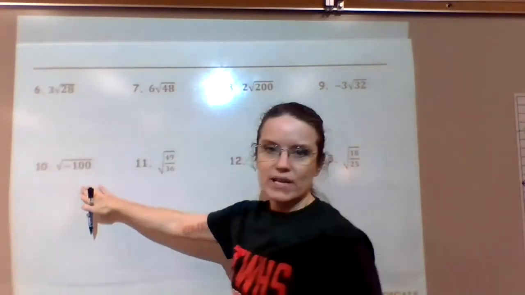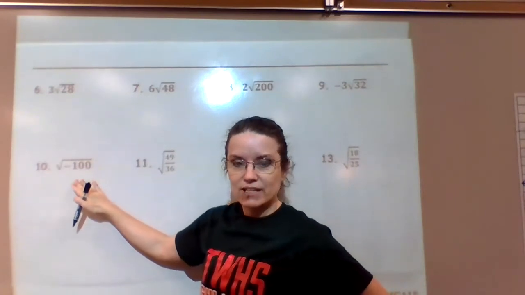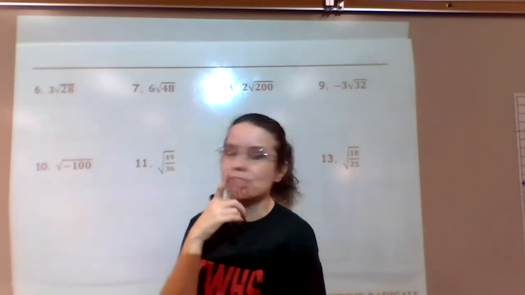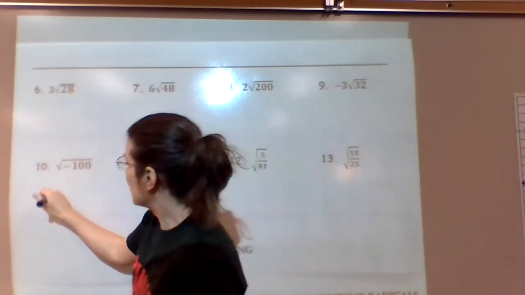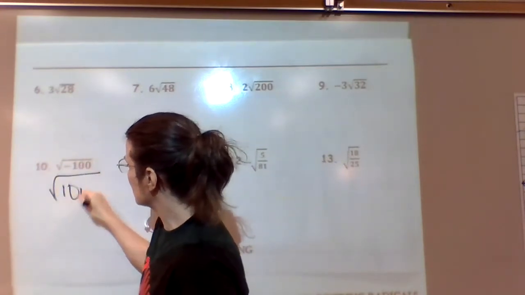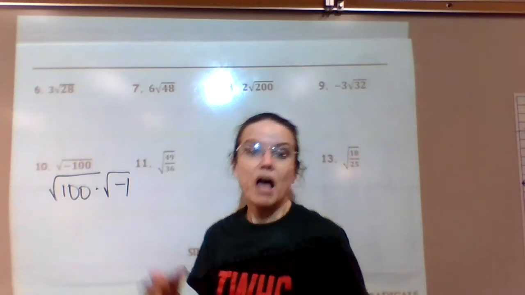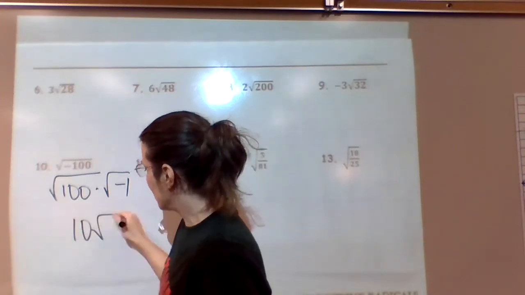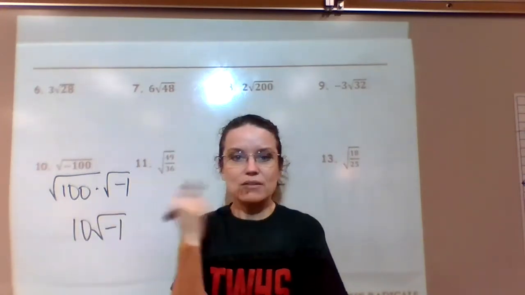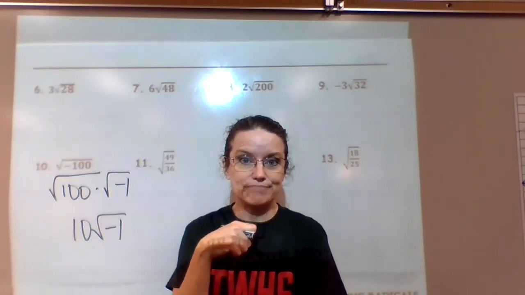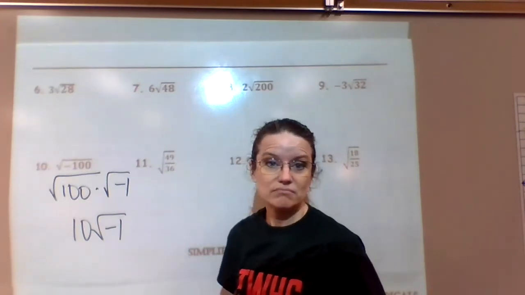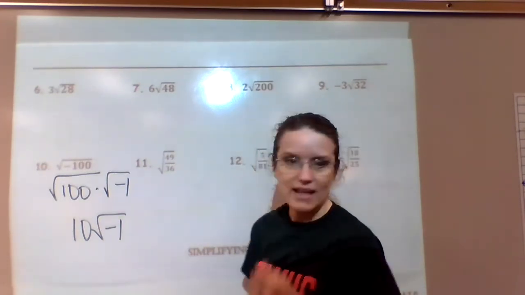Okay? Over here, I have the square root of negative 100. And you start thinking, what multiplies to make that? That's going to be the square root of 100 times the square root of negative 1. Oh, okay, the square root of 100 is 10 times the square root of negative 1. I don't know what the square root of negative 1 is. Okay, we'll just leave it then. That's totally fine. Leave it there.